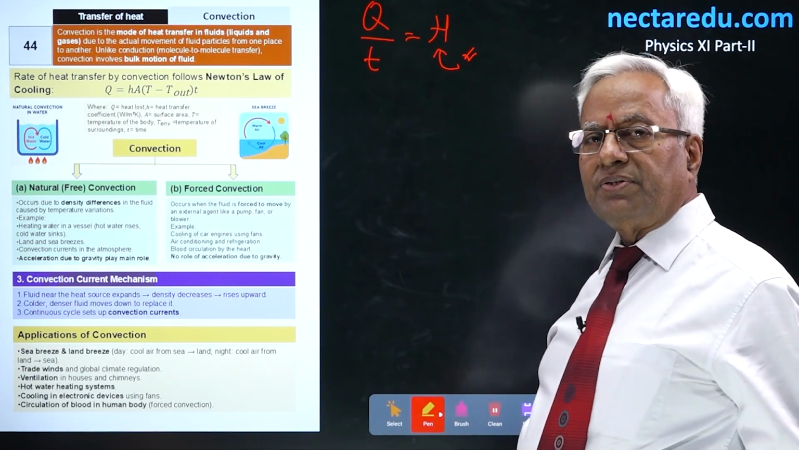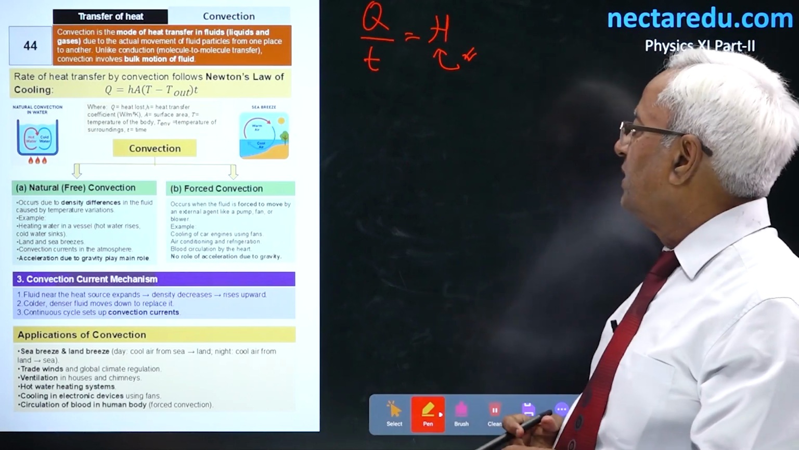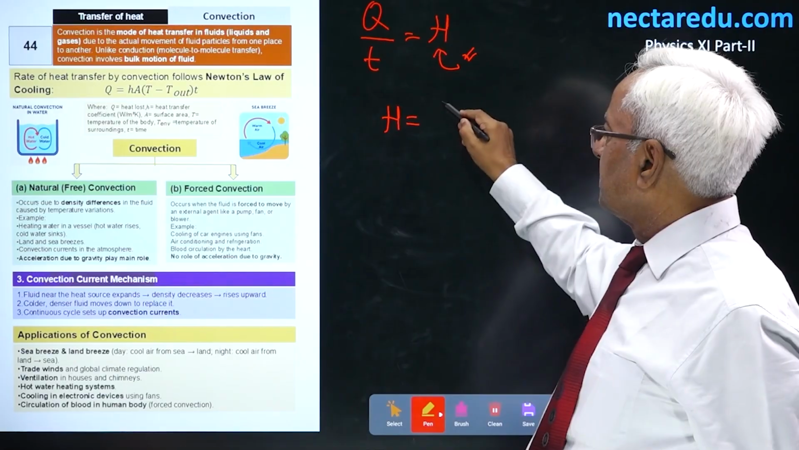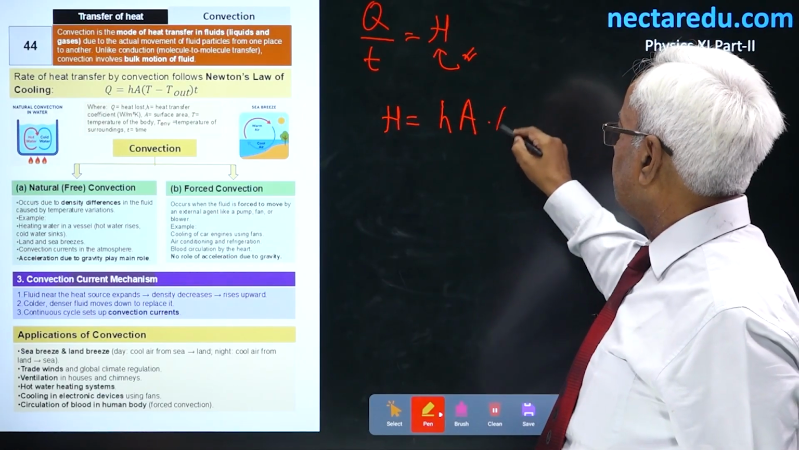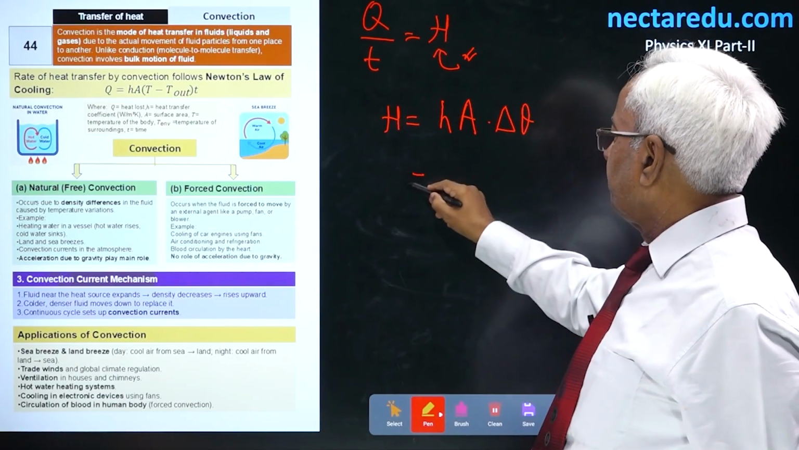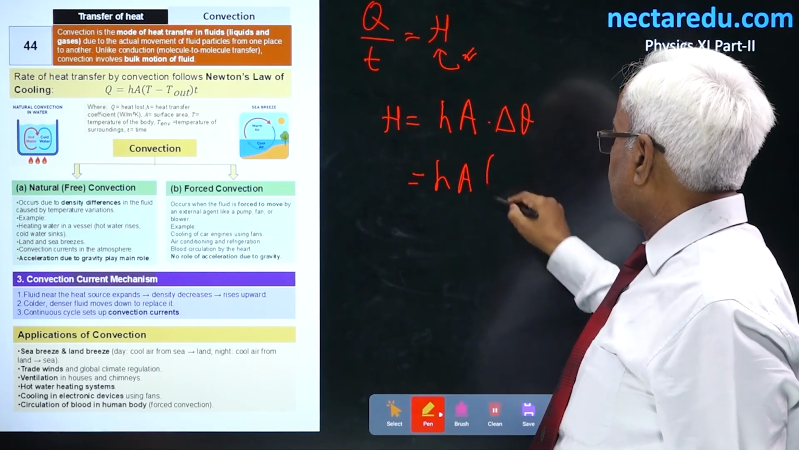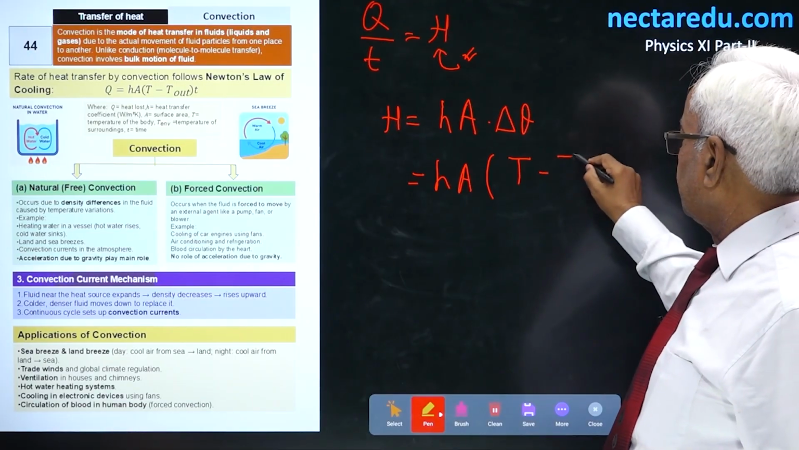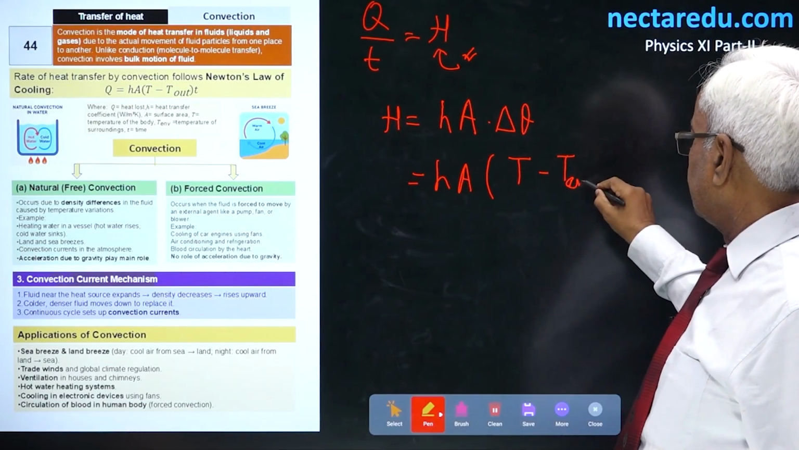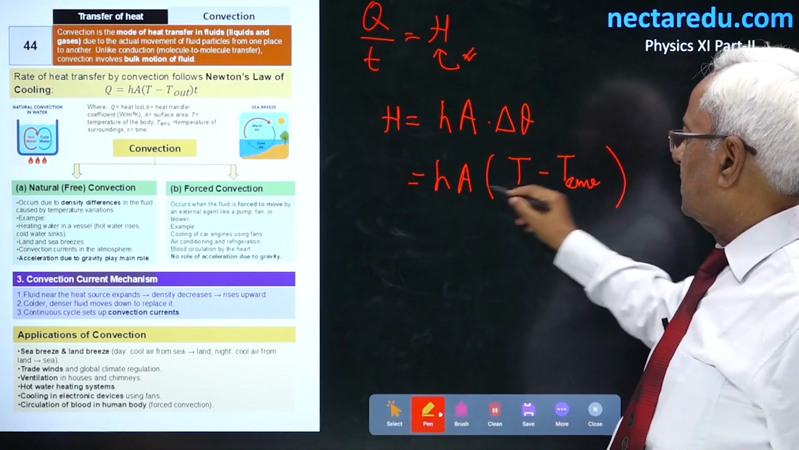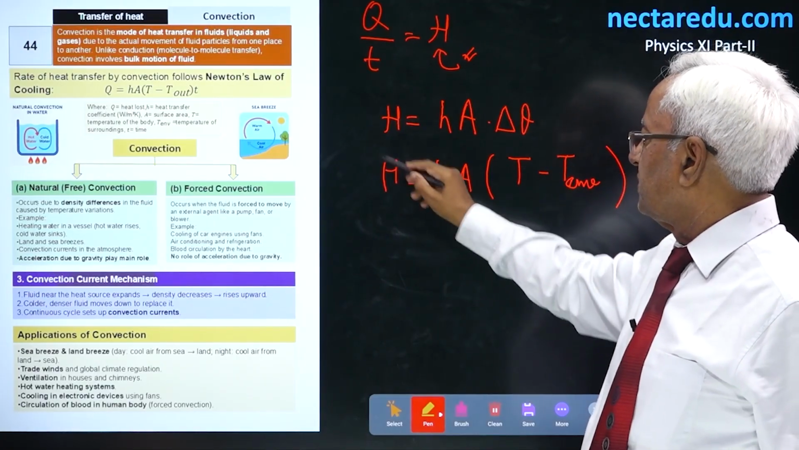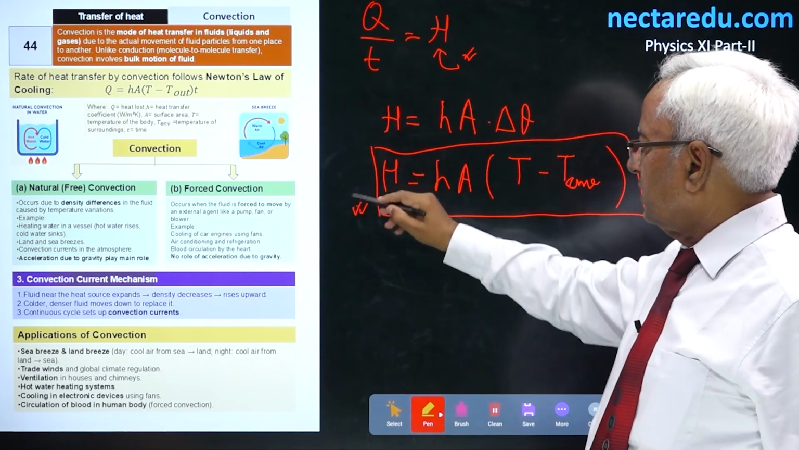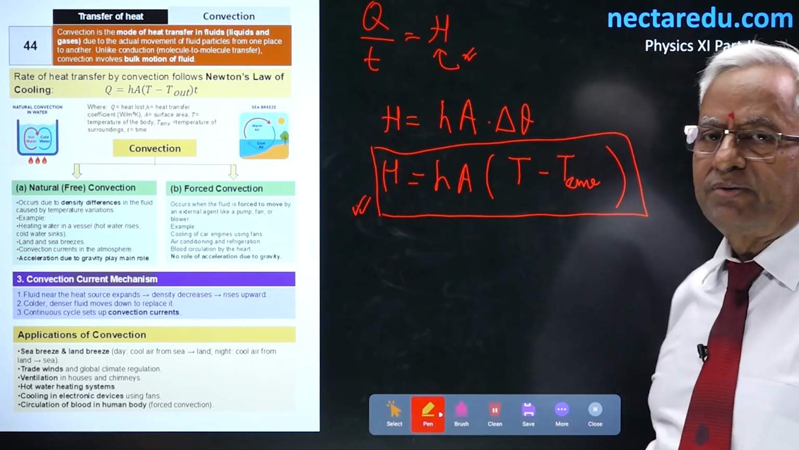When the heat transfer takes place with the help of convection, then this rate of heat transfer is represented by H = hAΔθ. Then what is Δθ? It is the temperature difference between that of the environment and the main fluid. This is the temperature difference between the two. This you could say is the thermal current by convection.